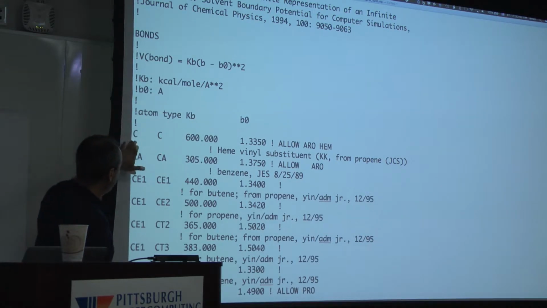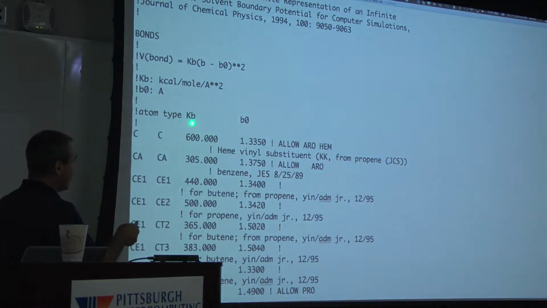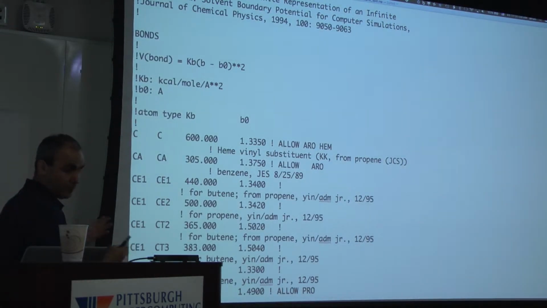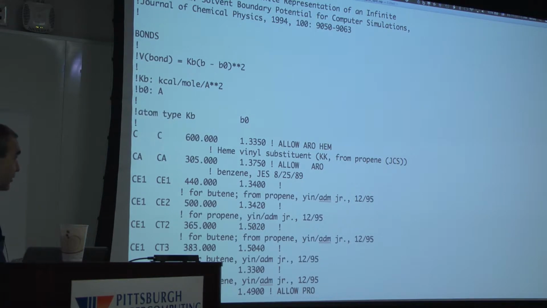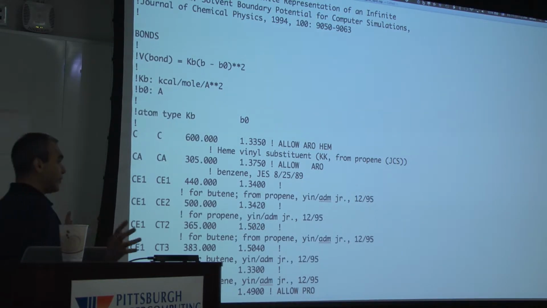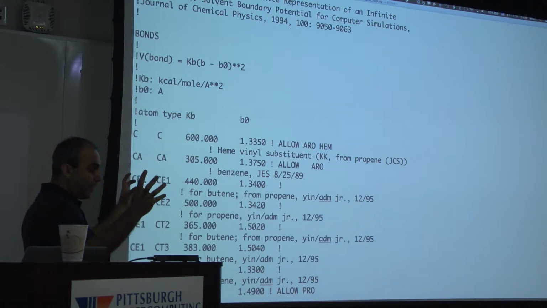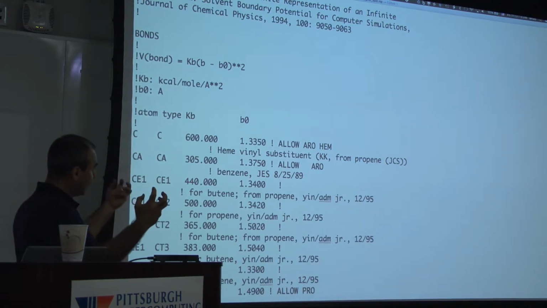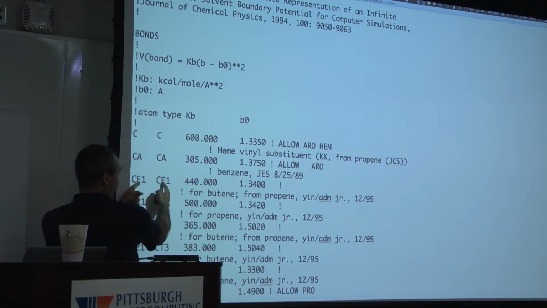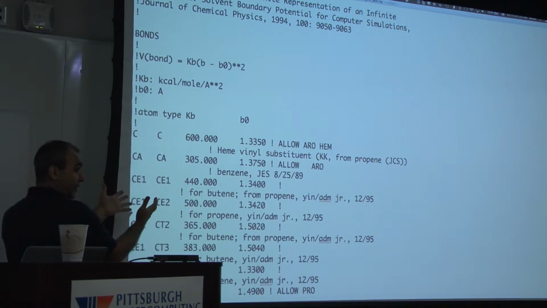So now we have pairs of atom types. If you have a bond between C and C, the force constant is 600 kilocalorie per mole per angstrom squared. B0 is 1.3350. And this goes on and on for every pair of atom types that you might have in your molecular system. So if you introduce an artificial bond between the two ends of your molecular system, then you have to make sure that that pair of atom types exists here, or you have to add that pair.